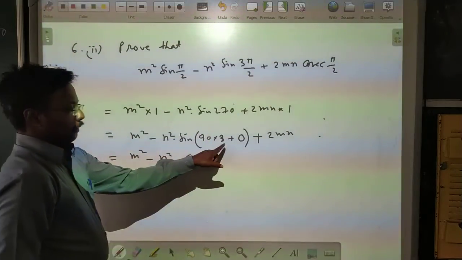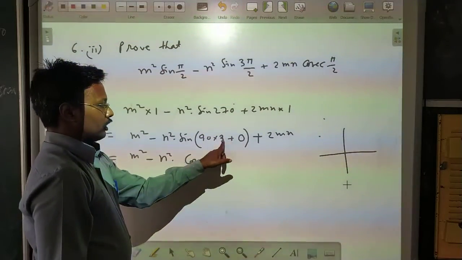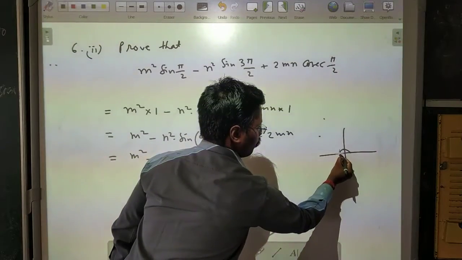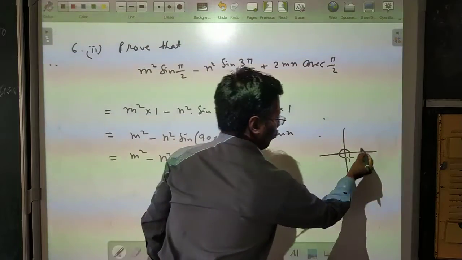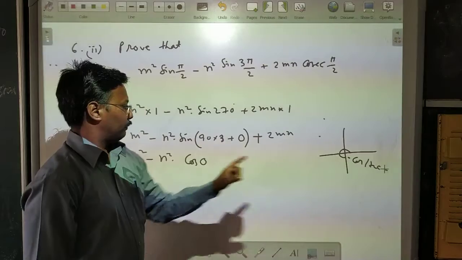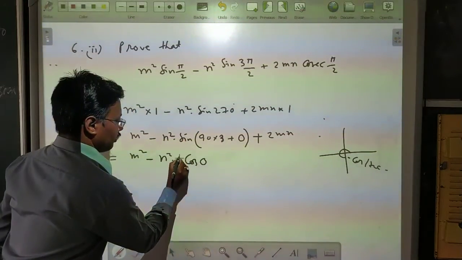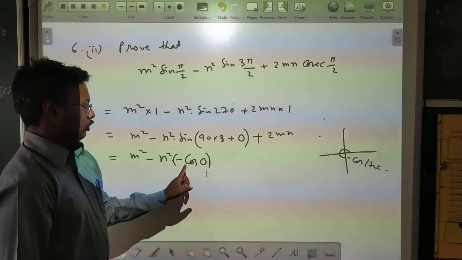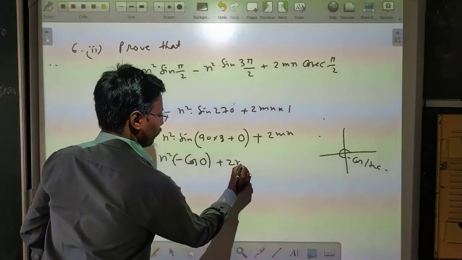Now, because of this plus sign, it is coming in the fourth quadrant because we are getting 390 degrees. 1, 2, 3, then plus 0. So it is coming in this quadrant. So out here, you know, cos or sec are positive. Here we are getting sine. So there is a change in the sign. Therefore, sine 90 into 3 plus 0 is minus cos 0 degree plus 2mn.